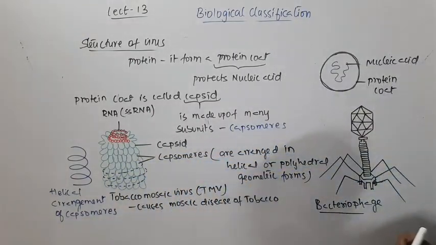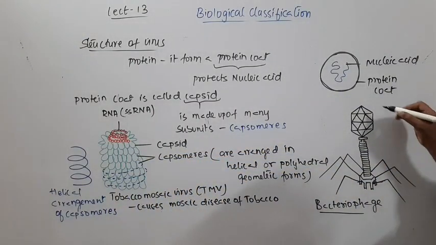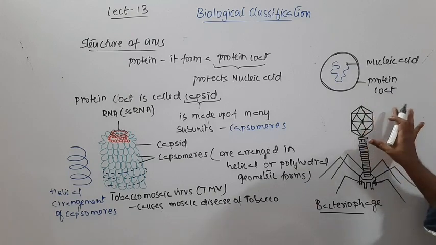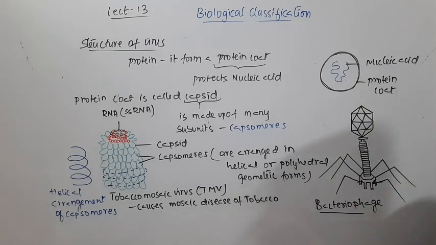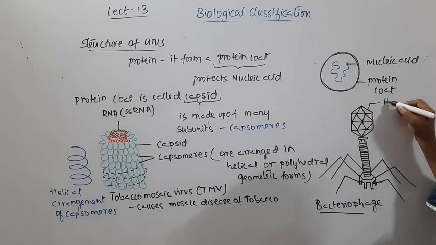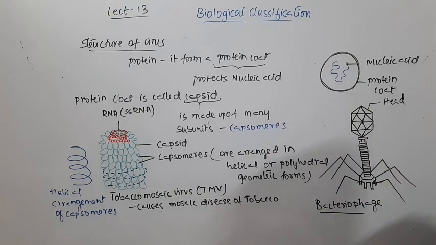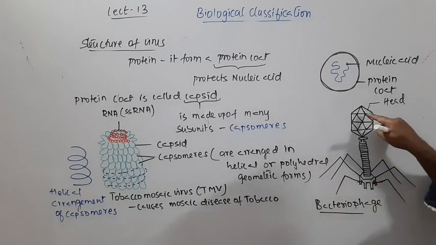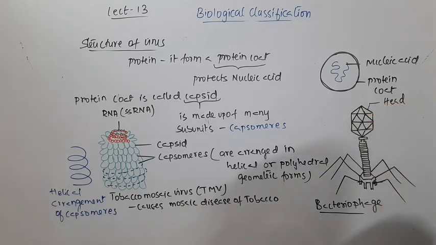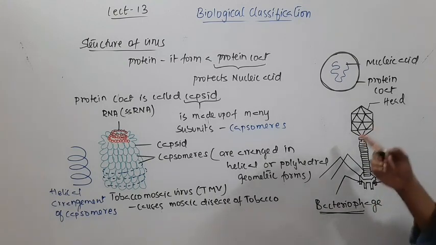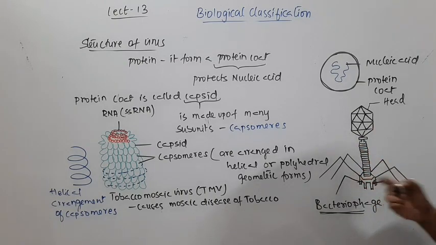In this bacteriophage, this is the capsid, that is the protein coat, and you can see the polyhedral form here. This we call the head, and inside this is the nucleic acid. If you open this, you will see the presence of nucleic acid, and I told you that in the case of these bacteriophages, they have double-stranded DNA as the nucleic acid.